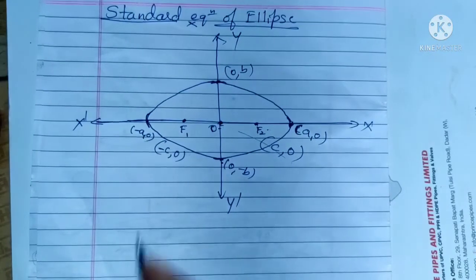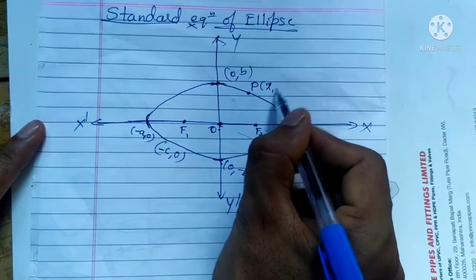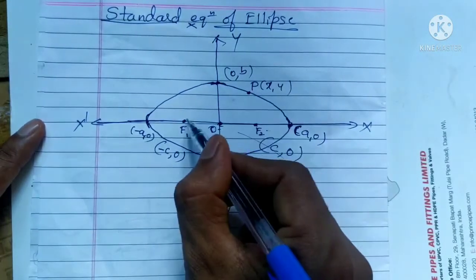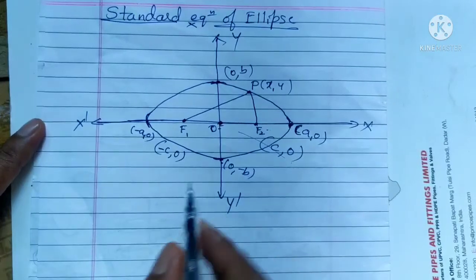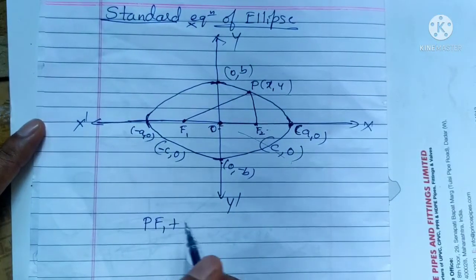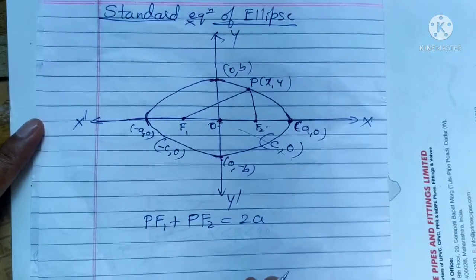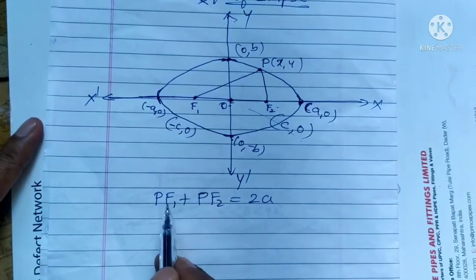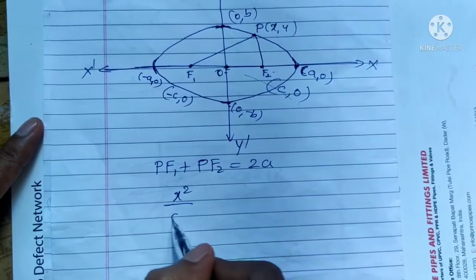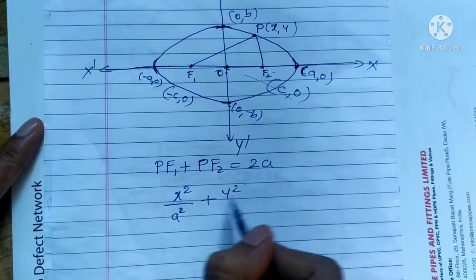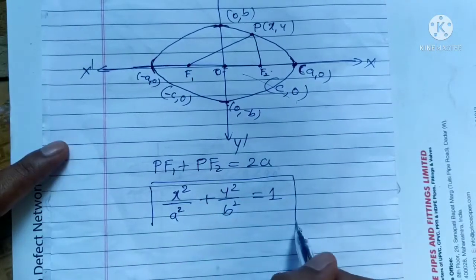Now suppose I consider any point P(x, y) on the ellipse. Then PF1 plus PF2 is always constant, and that value is nothing but 2a. Now using the distance formula and simplifying, at the end we are going to get x square by a square plus y square by b square is equal to 1. So this is the equation of the ellipse you have to remember.